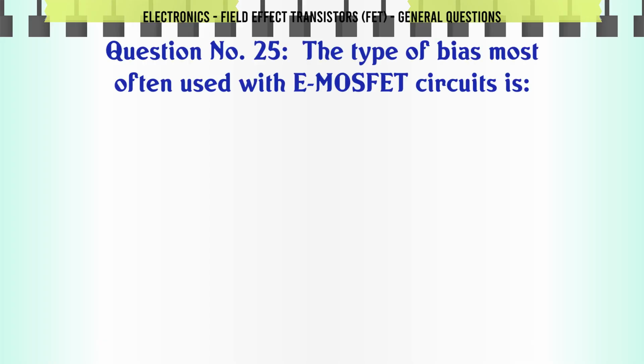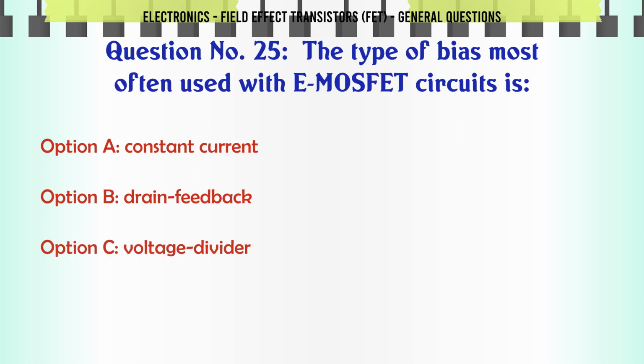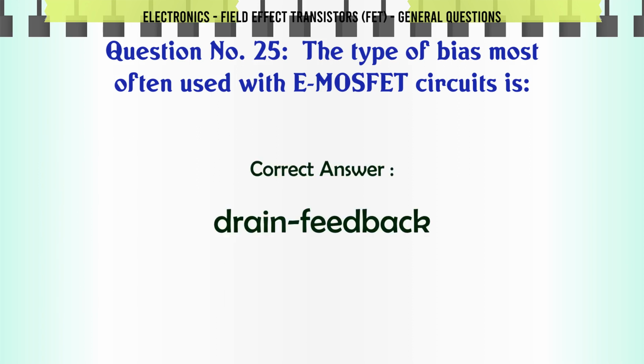The type of bias most often used with E-MOSFET circuits is A. constant current, B. drain feedback, C. voltage divider, D. zero biasing. The correct answer is drain feedback.